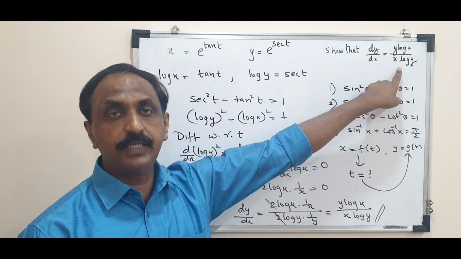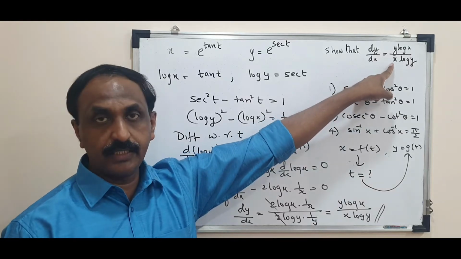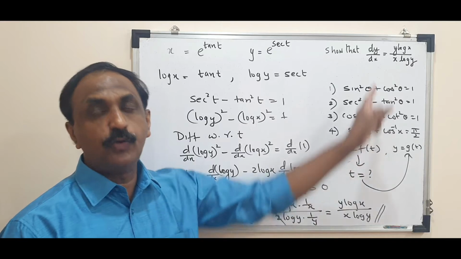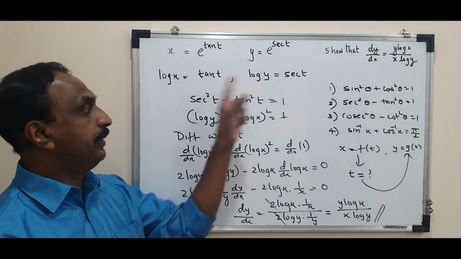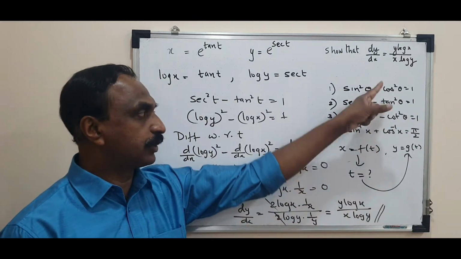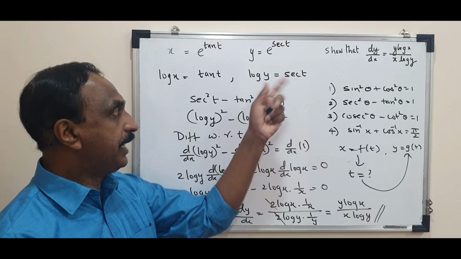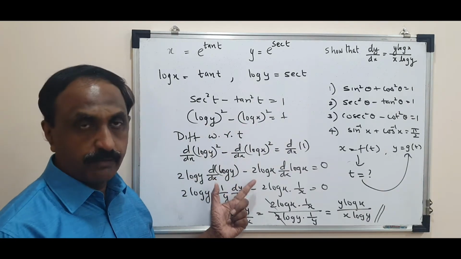And when will you do this method? When the answer does not contain the parameter. In the previous module, what we did, the answer contained the parameter. Now dy by dx does not contain the parameter. So the method that we adopt is to eliminate the parameter by using, if trigonometry, these ideas, if some other function, some other idea. Eliminate the parameter, make an equation only in x and y, differentiate with respect to x, and you will get the answer.